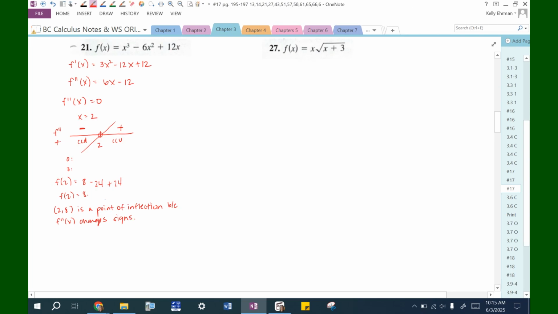And then they asked me to discuss the concavity. So I will say f of x is, okay, I'm going to start abbreviating, concave down on negative infinity to 2 because f double prime is less than 0, and f of x is concave up on 2 to infinity because f double prime is greater than 0.